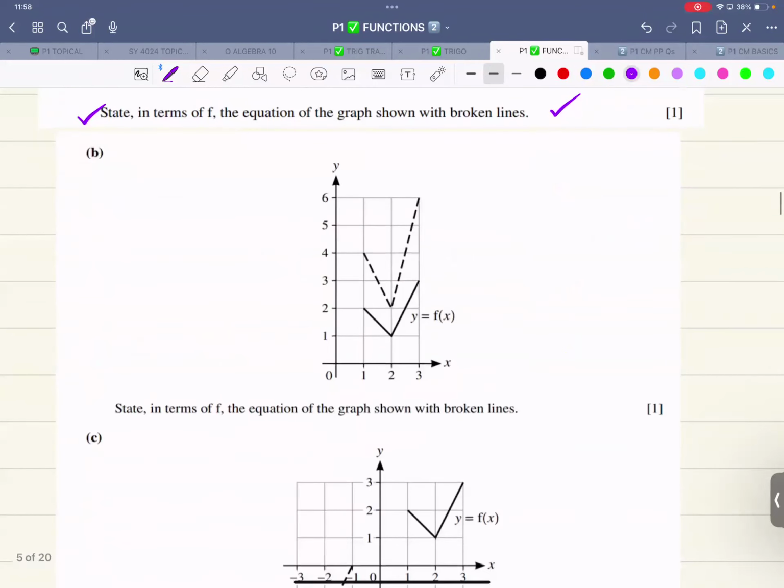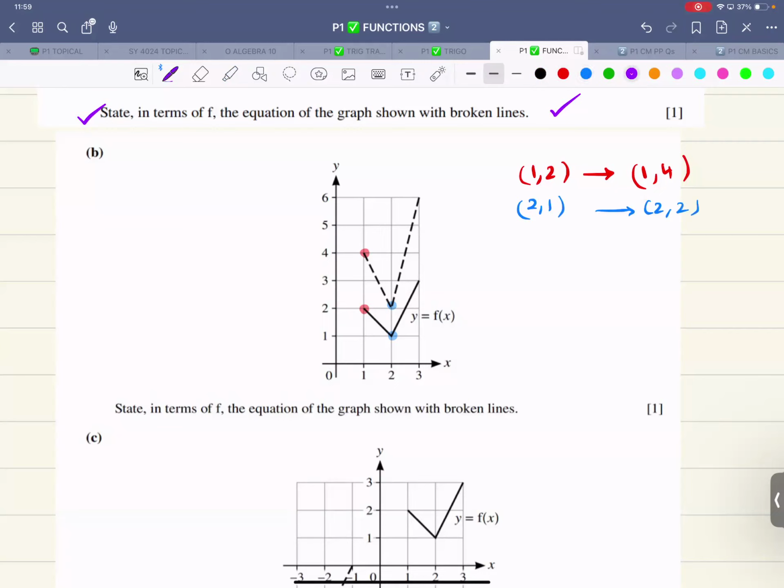The second one. Now it says the same thing, state in terms of f the equation of the graph. Now let me focus on 3 points. The first point is this red one, this one becoming this. So let me write over here. This is (1, 2) becoming (1, 4). The next one is this point. Let me focus on this, the blue one, (2, 1) becomes (2, 2). I think 2 points are more than enough. (2, 1) becoming (2, 2).